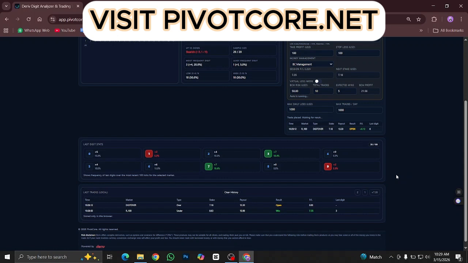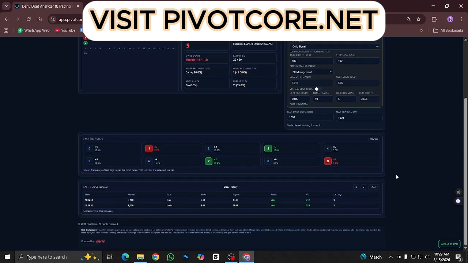For those who don't know, PivotCore.net is a state-of-the-art auto trading interface for Deriv. It connects directly to your account and allows you to run high-probability strategies with zero manual intervention. Whether you are a beginner or a pro, this platform simplifies the entire process. It's fast, reliable, and built to handle the volatility of synthetic indices 24/7.